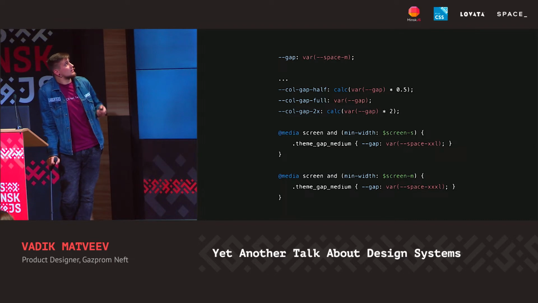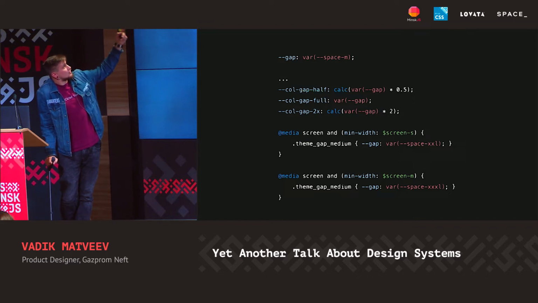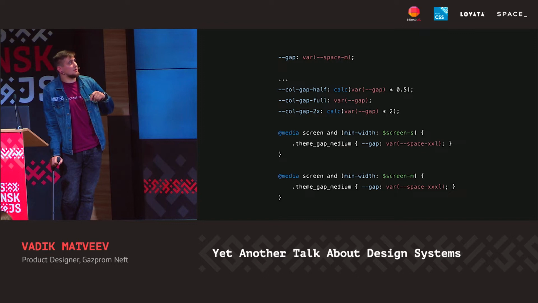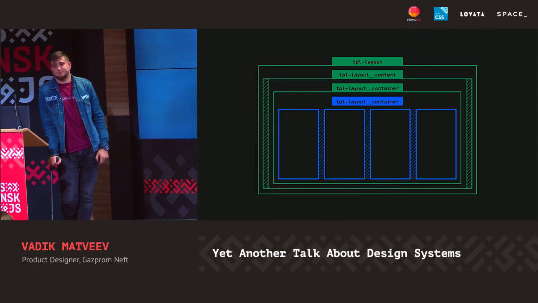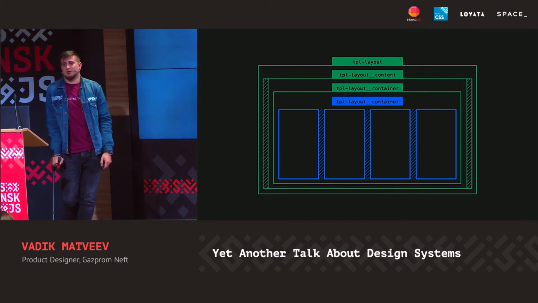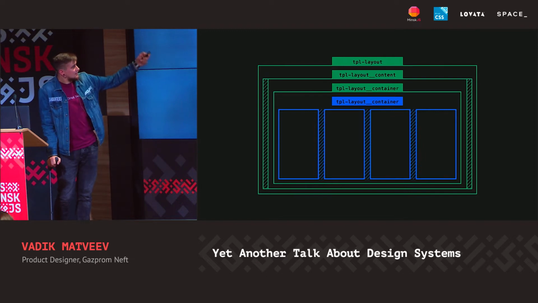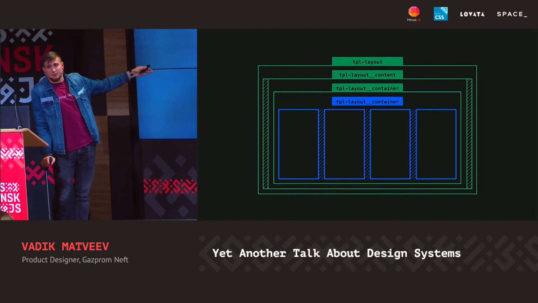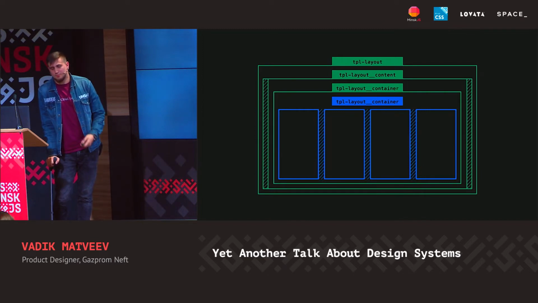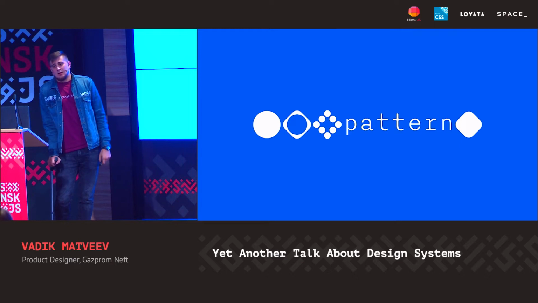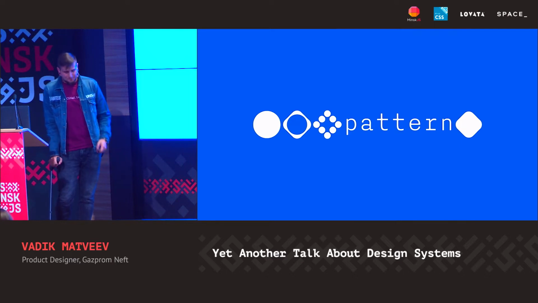Col gap full means that it has the full gap variable. Col gap half means that it has only half of the gap variable. As a result, you get foolproof. Indents between grid items will never be bigger than the safe space of the page in common. Profit? Okay, the third layer is patterns.